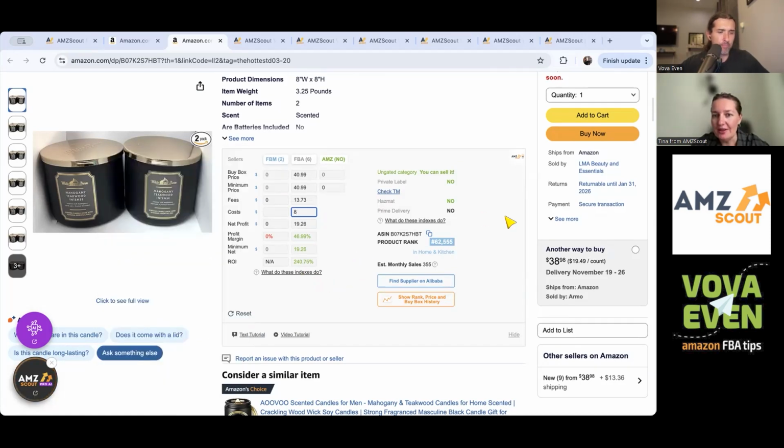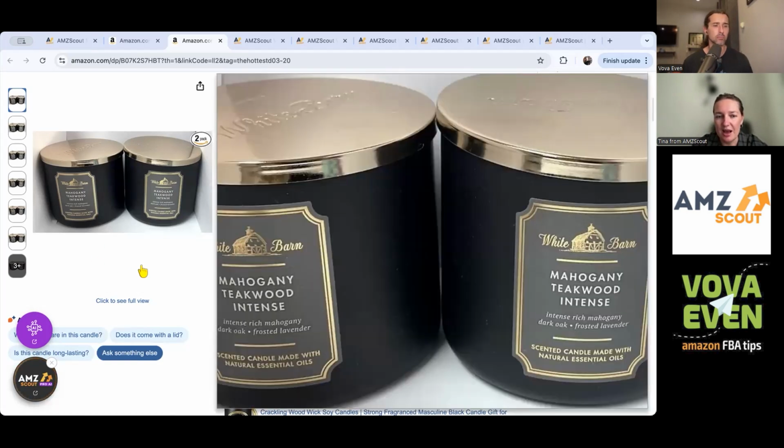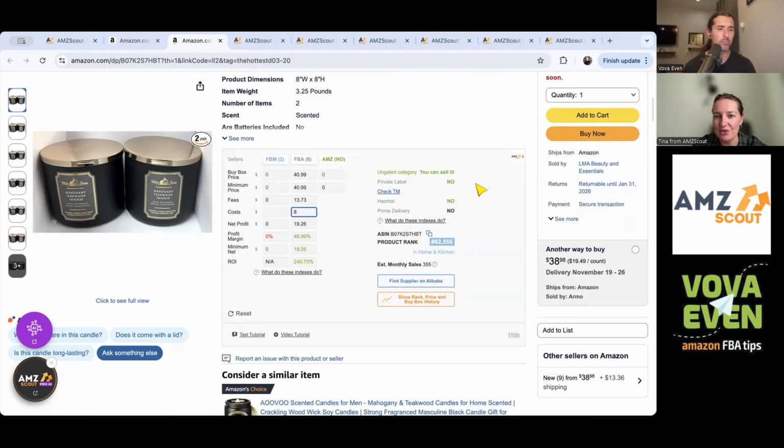What we also have here is showing if the category is gated or ungated. In this case, it's ungated, but it's better to also check this particular product in your Amazon seller account. But I'm sure if there are a lot of sellers, it's not gated. It doesn't look like something hazardous. I think it should be fine. So it's not private label. It doesn't have any hazardous materials. It doesn't have Prime delivery, which can also be good.